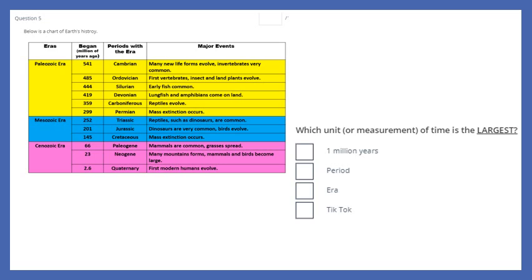Question 5. Below is a chart of Earth history. Are you getting sick of this chart yet? Which unit or measurement of time is the largest? A, 1 million years, B, period, C, era, or D, tick-tock? There should be one answer you can automatically eliminate because it's just too silly.